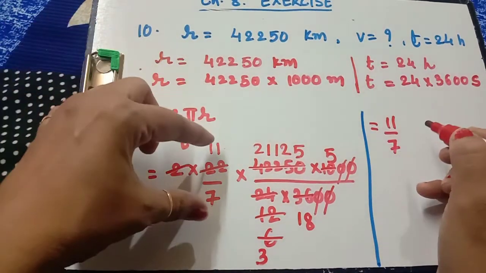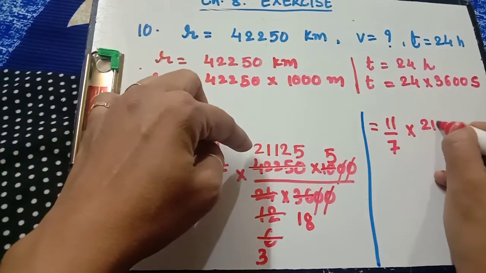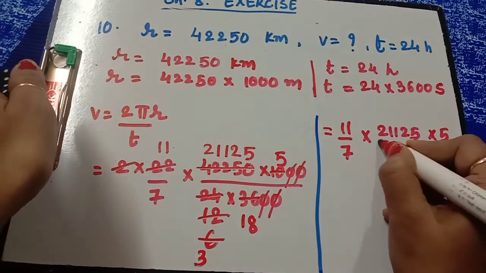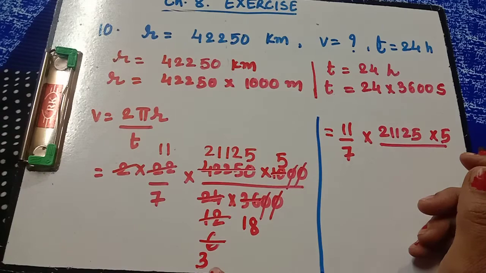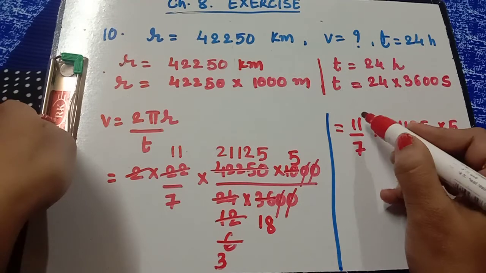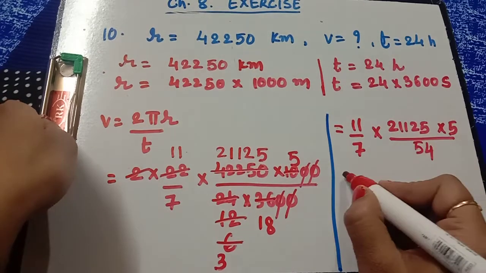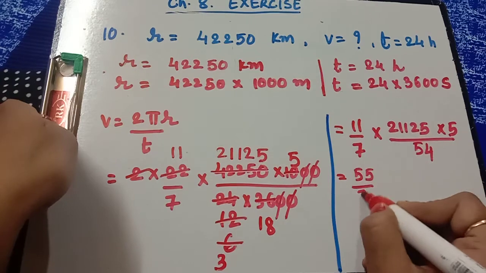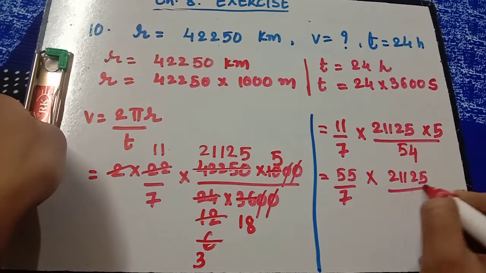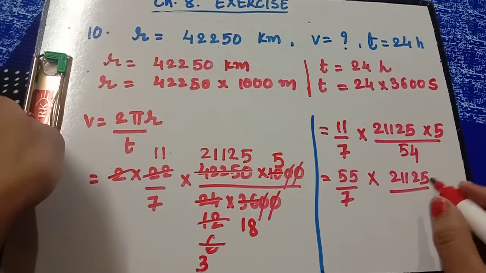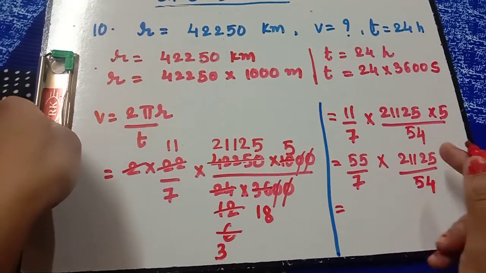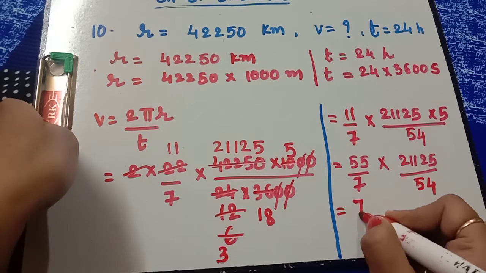11 by 7, this much, into 2 1 1 2 5 into 5 by 18 3s are 54. Now I am taking an easy one, 11 5s are 55, so it will be a bit easier. 55 by 7 into this, which I keep as it is, 2 1 1 2 5 by 54. Now if you divide, I am taking only 2 decimals.